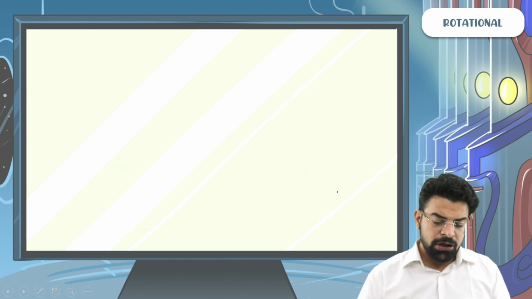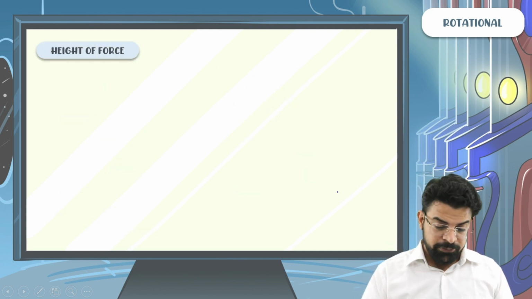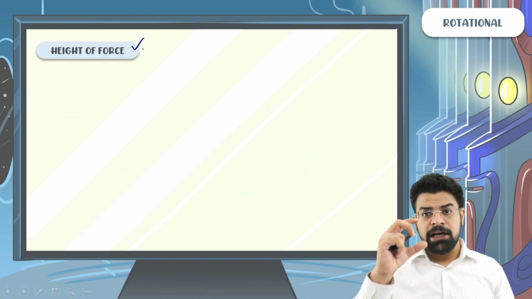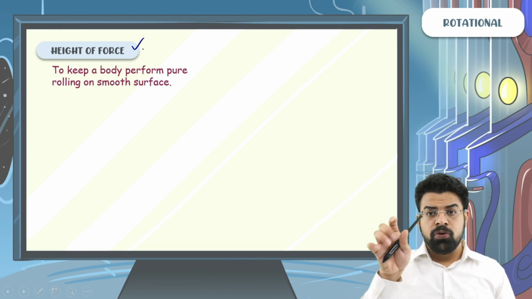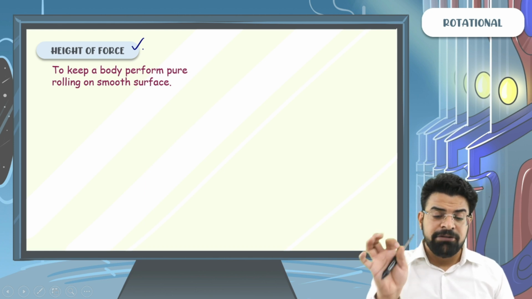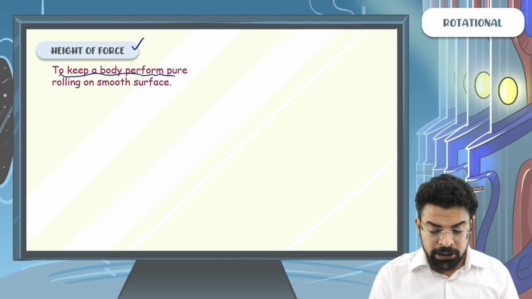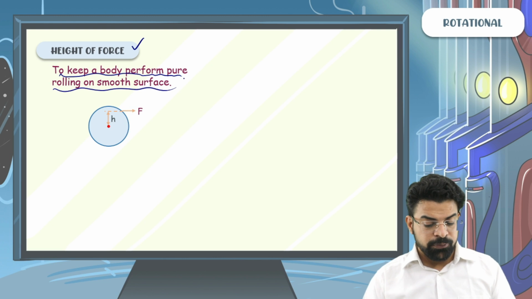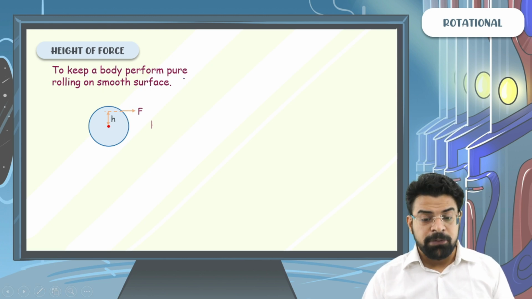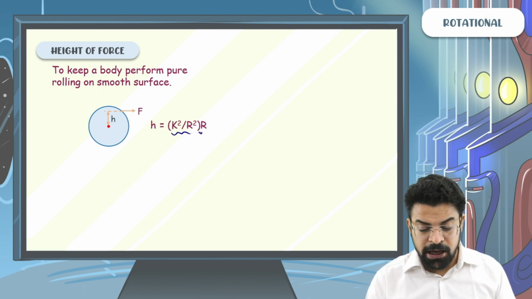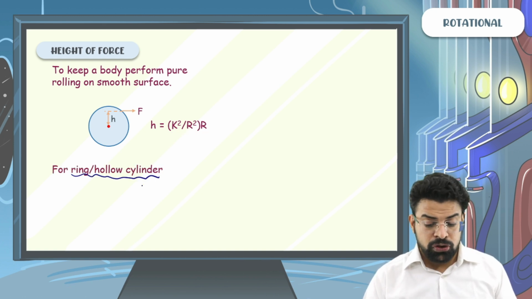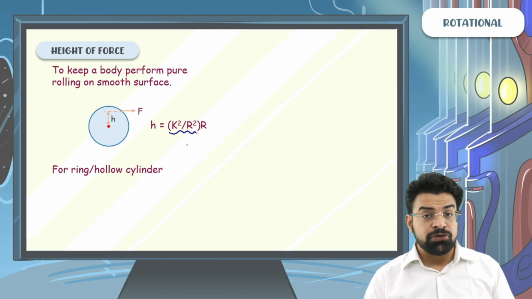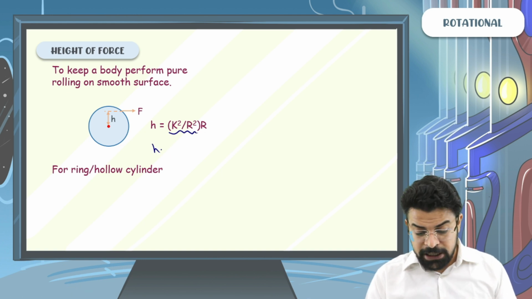So moving on to what we were learning already. Height of force: at what height above the center a force should be applied so that the body performs pure rolling even on a frictionless surface, even on a smooth surface. To keep the body performing pure rolling on a smooth surface, we have learned that the force must be applied at a height equal to k square by r square into r. We know that for ring and hollow cylinder, the value of k square by r square is 1. So h will be equal to 1 into r. So h will be equal to r.